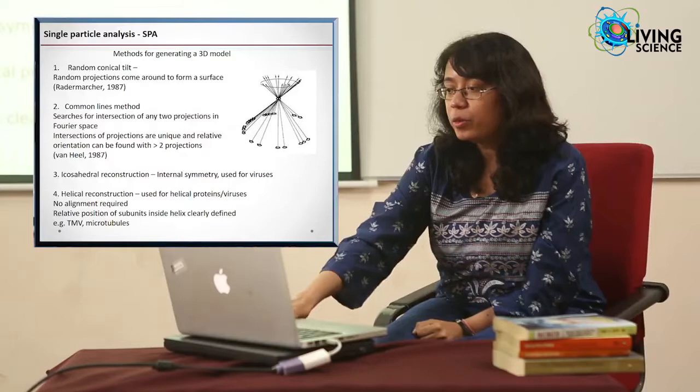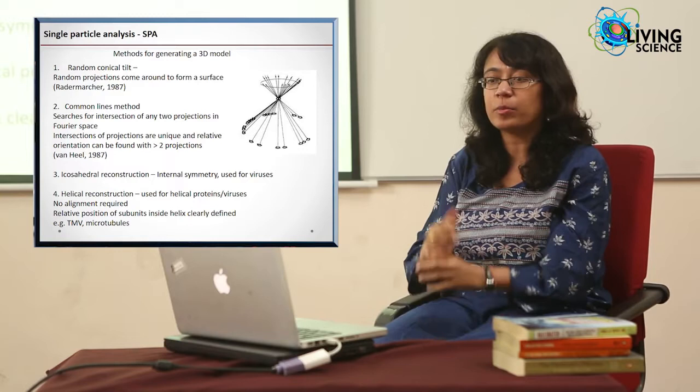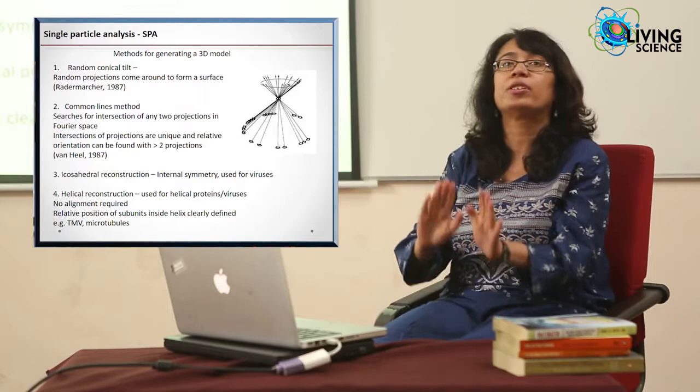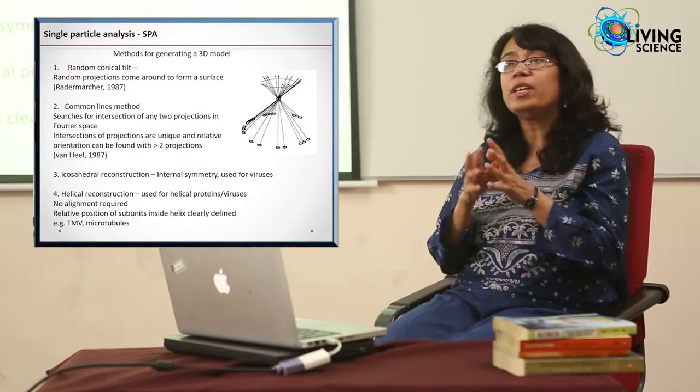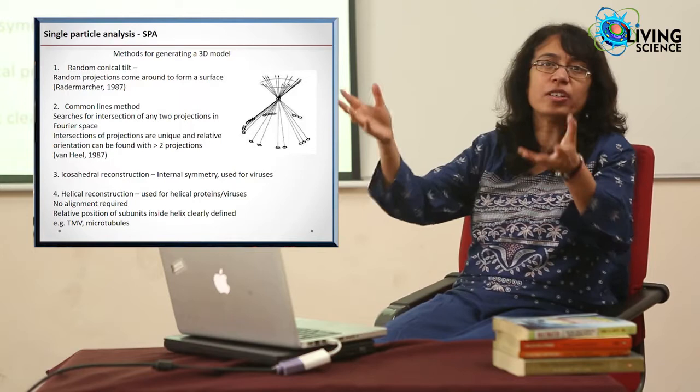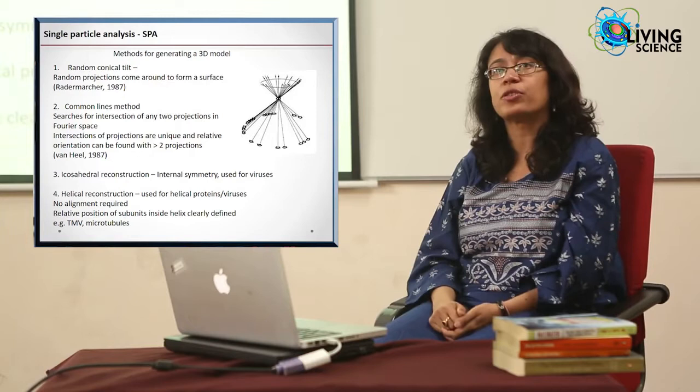Now, there are various methods for generating a 3D model. There's the random conical tilt method, the common lines method, icosahedral reconstruction, which is typically used for virus particles because virus particles have a lot of symmetry. So one orientation is similar to many other orientations. And then helical reconstruction, which are all different methods for reconstruction.